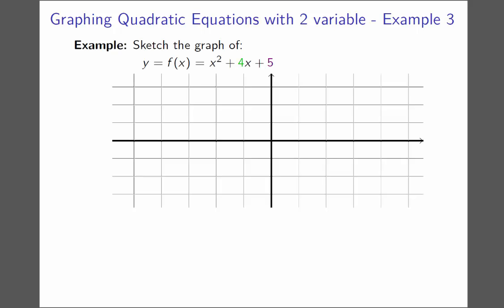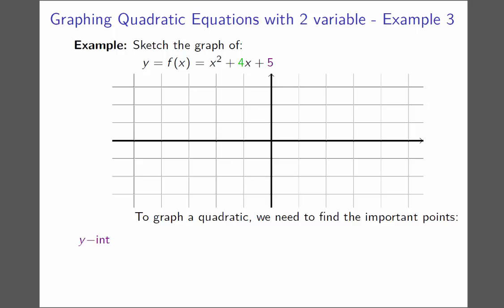In this example, we will sketch the graph of the function y equals x squared plus 4x plus 5. Remember, to graph a quadratic, we need to find the most important points first: the y-intercept, the x-intercepts, and the vertex.